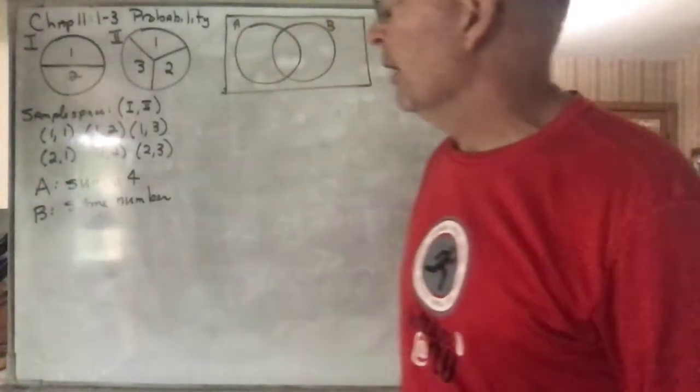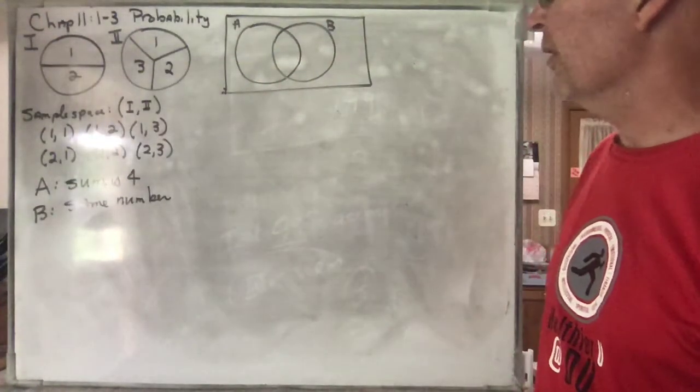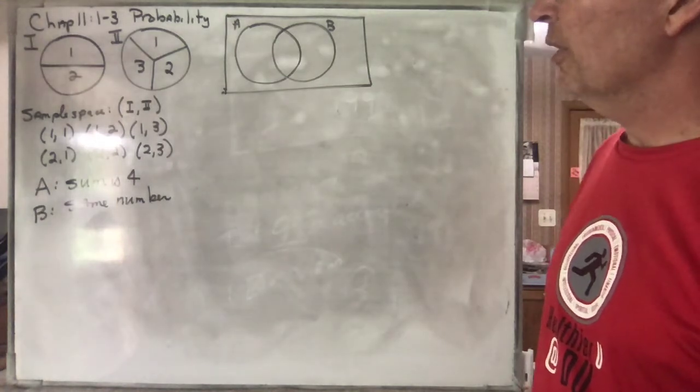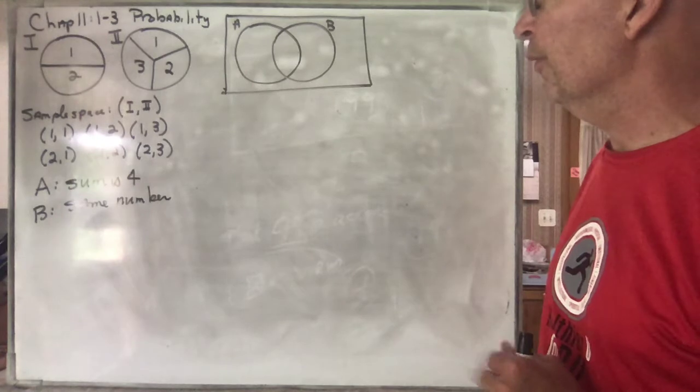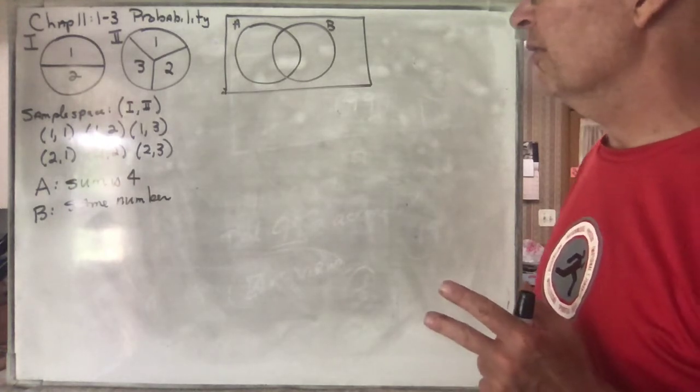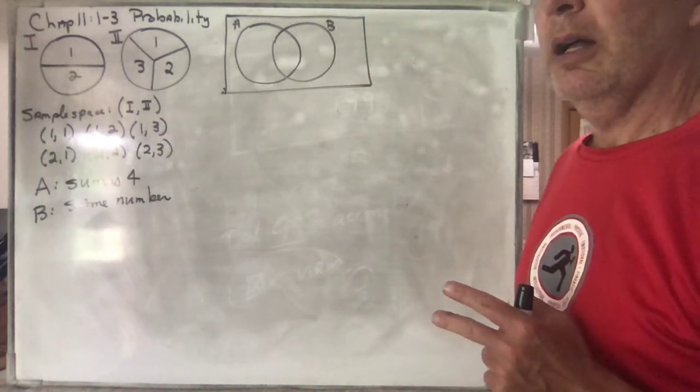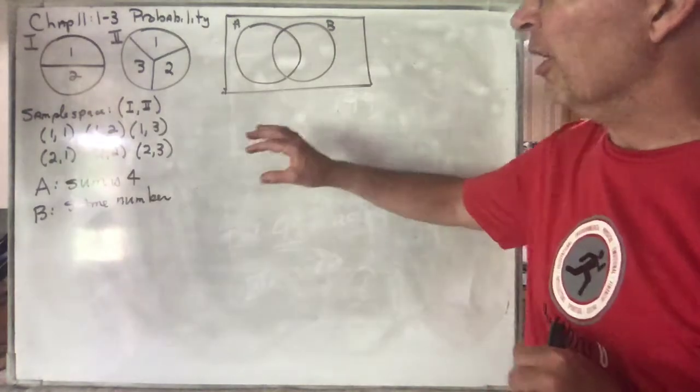Okay, let's do one more lesson on probability. As I say, we talked about one die the first time, and we talked about a dartboard last time, and now we're going to talk about two spinners.